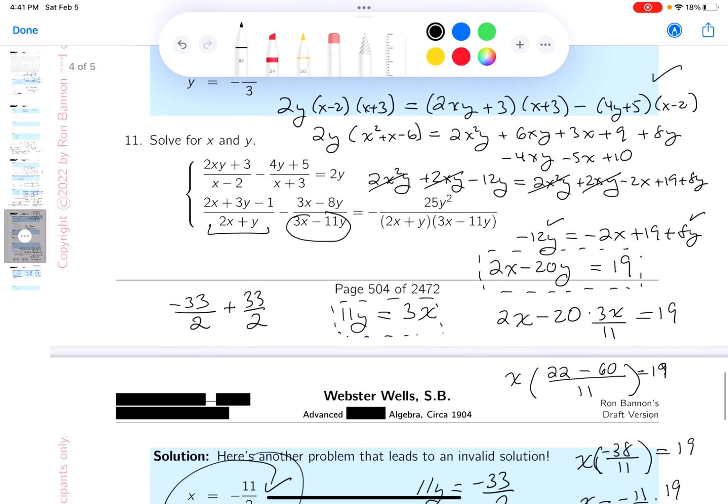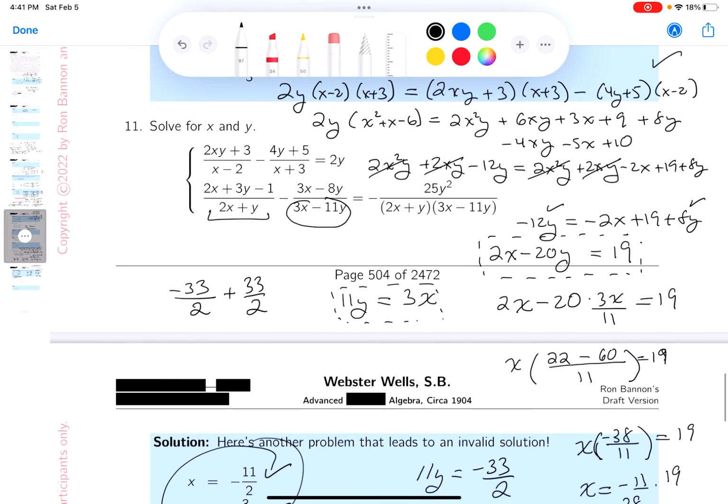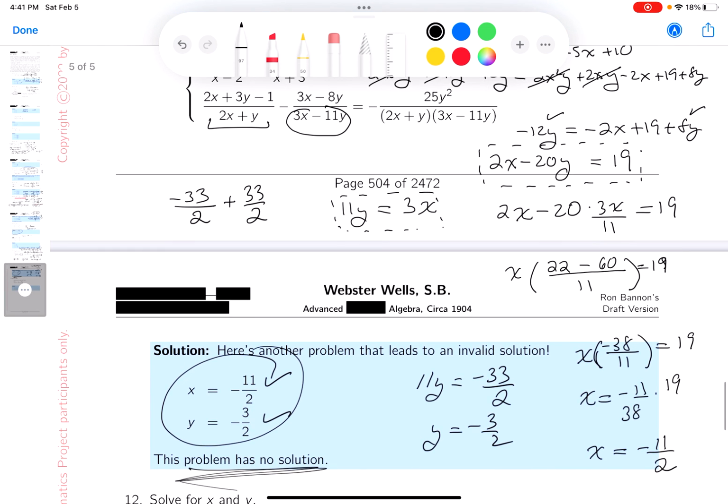Now, granted, you might say, that's ridiculous to give me a problem like that. It's so much work. It leads to a wrong answer. Well, we want you to check at least for the division by 0, all right? At least for the division by 0.